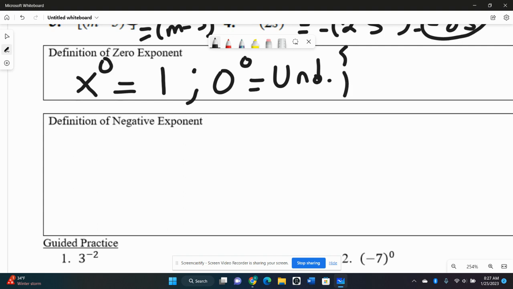So for example, over here, let's say I have 1/3 to the power of 0. It doesn't matter that this is a fraction. All that means is because I see this exponent of 0, my whole answer is just 1. So 1/3 to the power of 0 just equals 1.